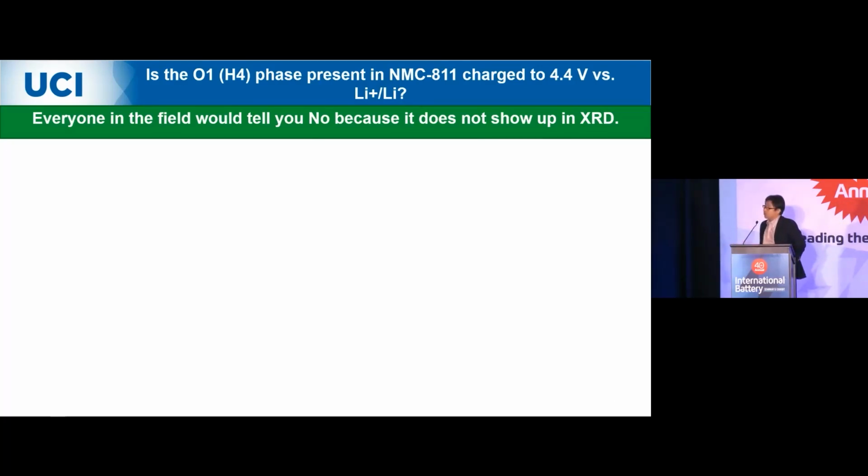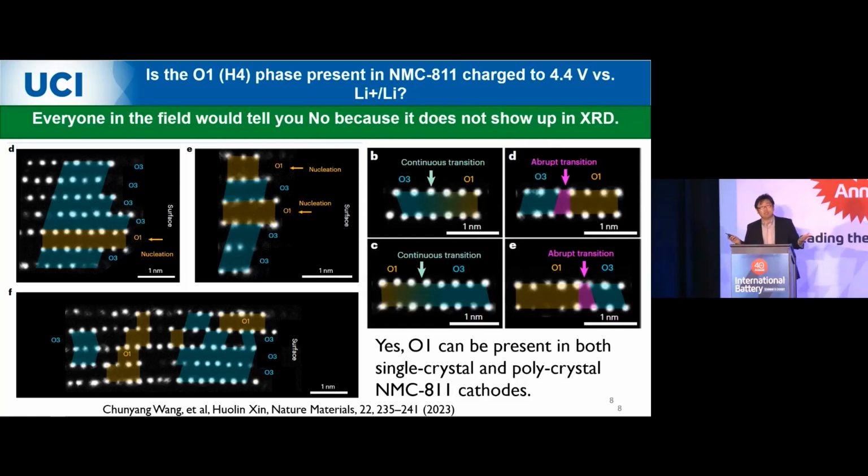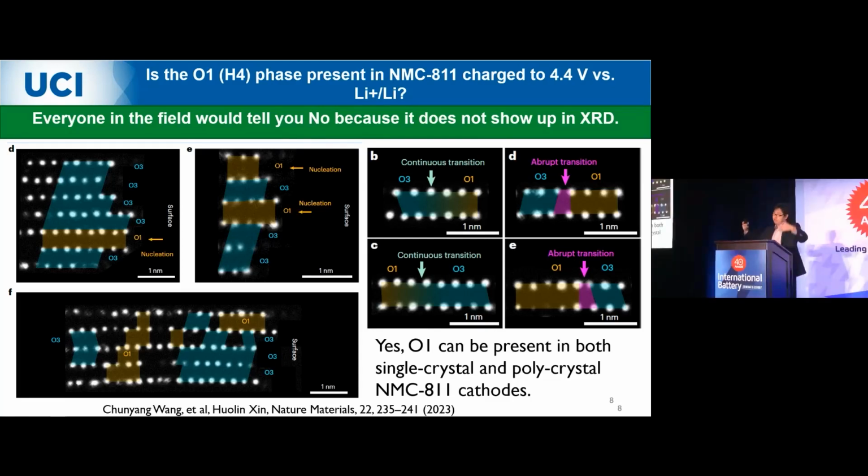However, we performed a TEM study to look at the local area. We actually find some O1 phase showing up in A1 material that's charged to 4.4 volt. And that's very interesting. There are two intralayer phase boundary motifs. One is abrupt and the other is continuous. This is related to the residual lithium content on the two sides of the phases, right?